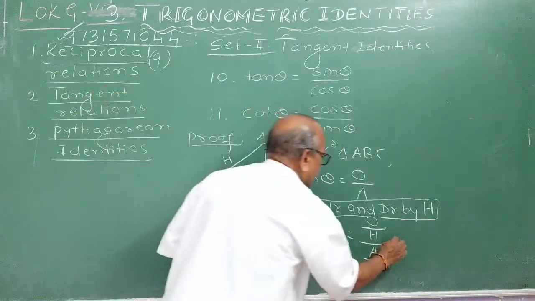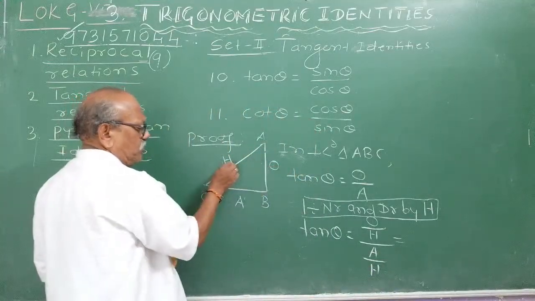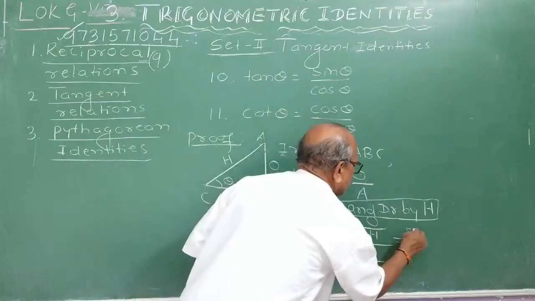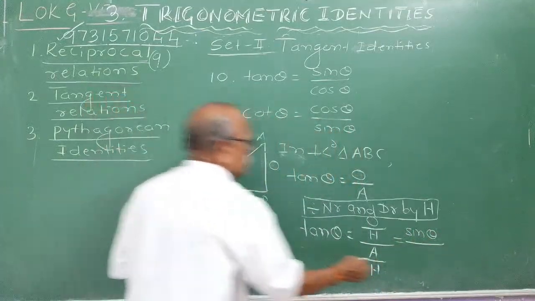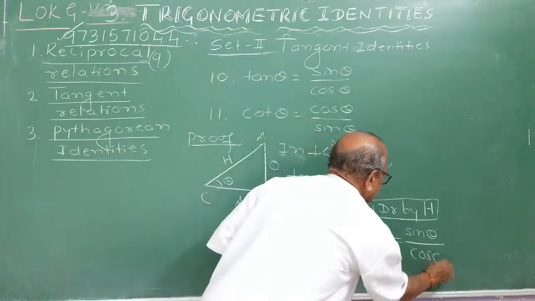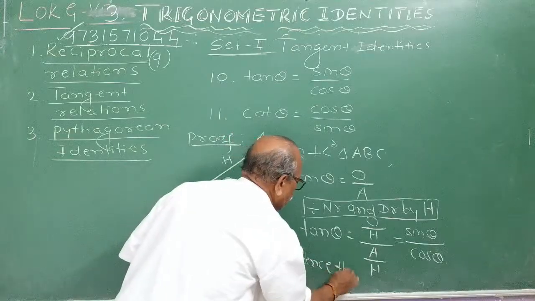Now observe in the right angle triangle. What does opposite upon hypotenuse give you? Opposite upon hypotenuse gives you sin theta. What does adjacent upon hypotenuse give you? Cos theta. Hence the proof. Similarly, you can prove this. Hence the proof.